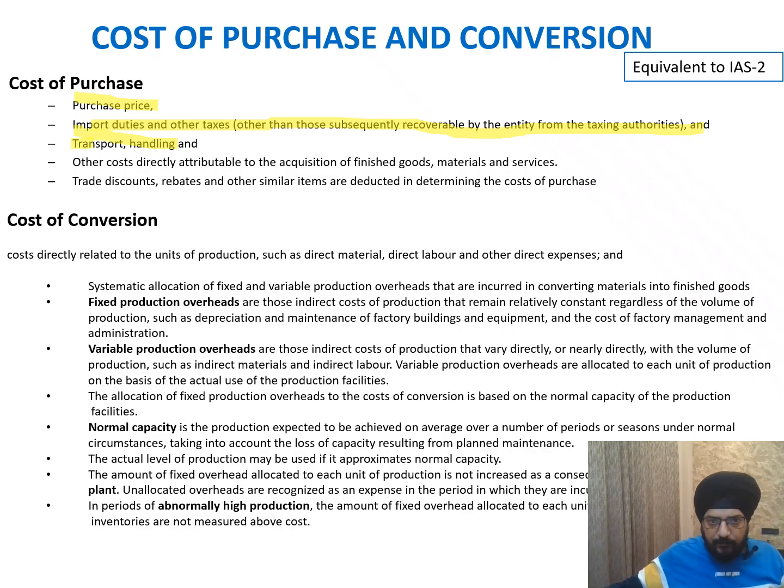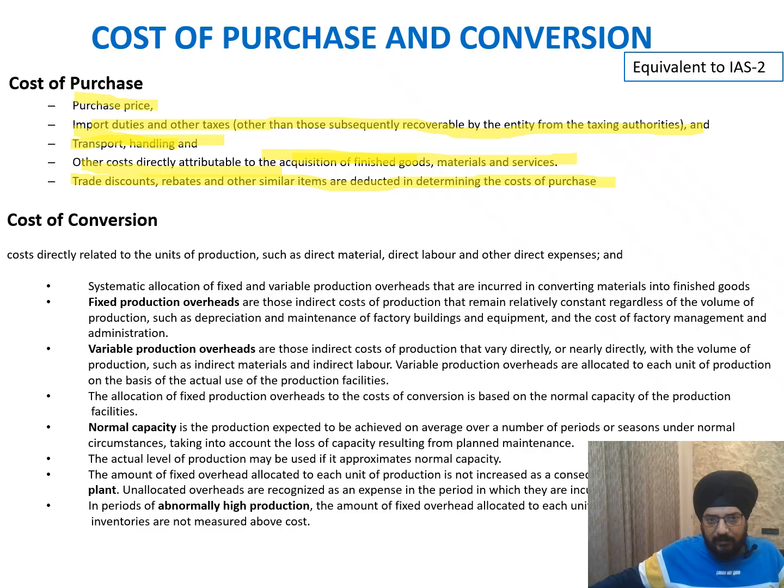Next is transportation and handling charges. Other costs directly attributable to the acquisition of the finished goods, material, and services. Trade discounts, rebates, and other similar items are deducted to determine the cost of purchase. So let's say if we have availed some trade discount in the form of a volume discount, which is specifically excluded at the time of the invoicing itself, those will not be added to my cost. So these are typically the inclusions in the cost of purchase. And we'll speak more specifically about warehousing cost in detail in the subsequent slide.